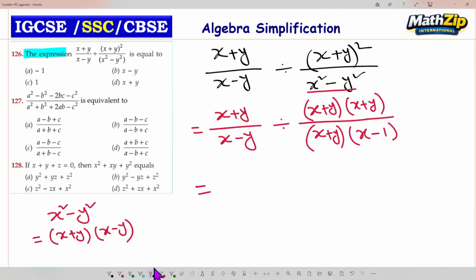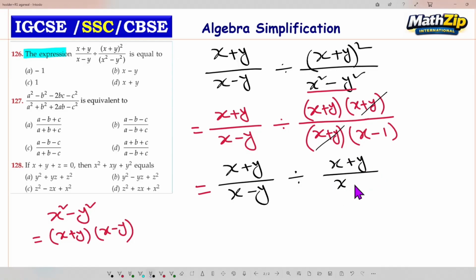Next, we can do one thing. First, we can divide this fraction by x plus y. Okay, then we will get x plus y divided by x minus y, divided by x plus y divided by x minus y. Sorry, here should be y, right? Y. Now this fraction we have to divide by another fraction.